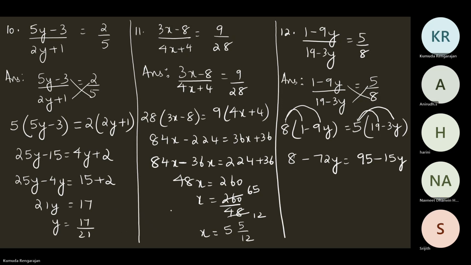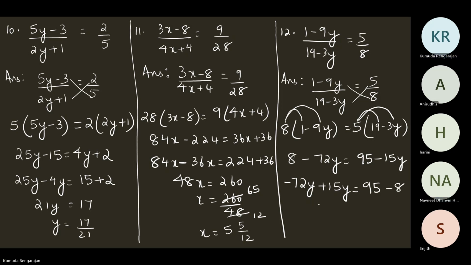Then we have to shift 15y to this side. You write the term which is already there. Minus 72y is already there. Yes, you can also write 15y first. So minus 72y, which is already on the left-hand side, plus 15y is equal to 95 minus 8. There is already 95 on the right-hand side, and then 8 goes to the right-hand side as minus 8.